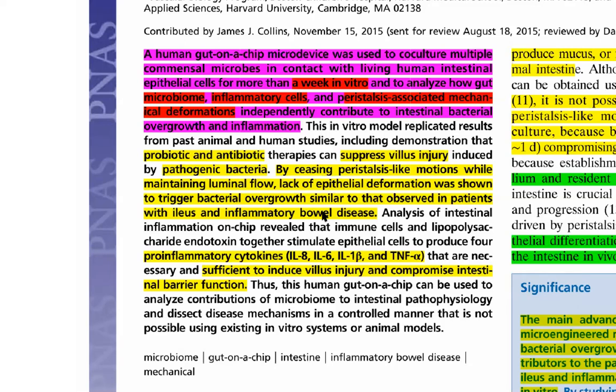And all in all, this human gut-on-a-chip can be used to analyze contributions of different factors that are available in the microbiome and microenvironment of these epithelial cells in the intestine, and analyze disease mechanisms, and to see which of these factors play a significant and key role in the disease mechanisms.